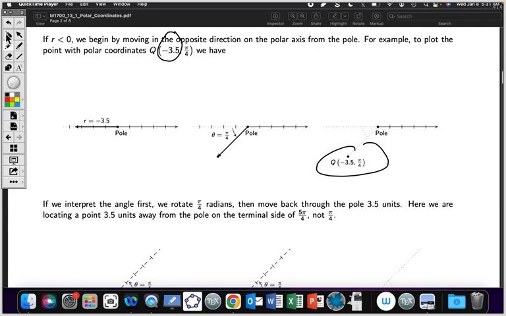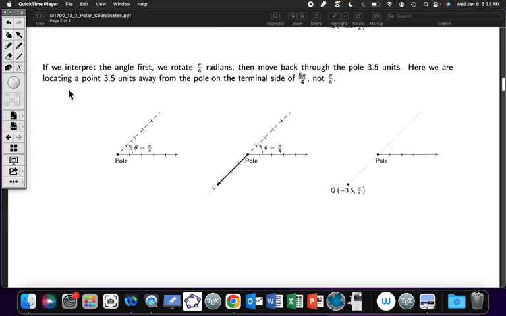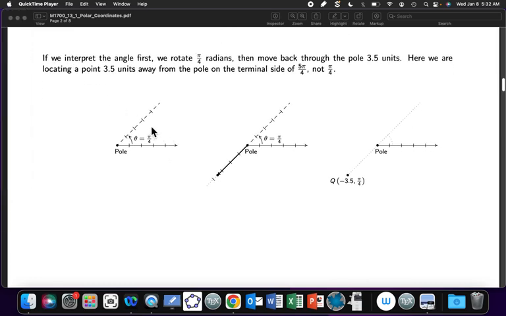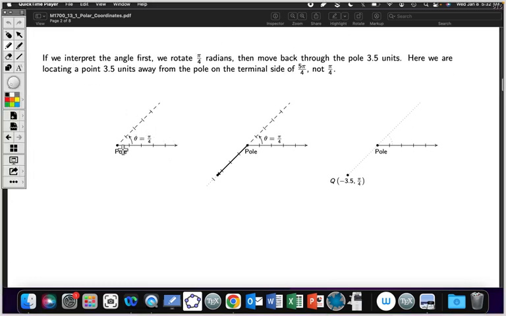Or we could rotate pi over 4 first, and then instead of heading out from the pole this way, we'd head back through the pole the other way, 3.5 units. So negative R means we're just going the opposite direction as opposed to the positive R. But you're still going to be on a circle of radius 3.5. So the absolute value of R still tells you your distance from the pole.